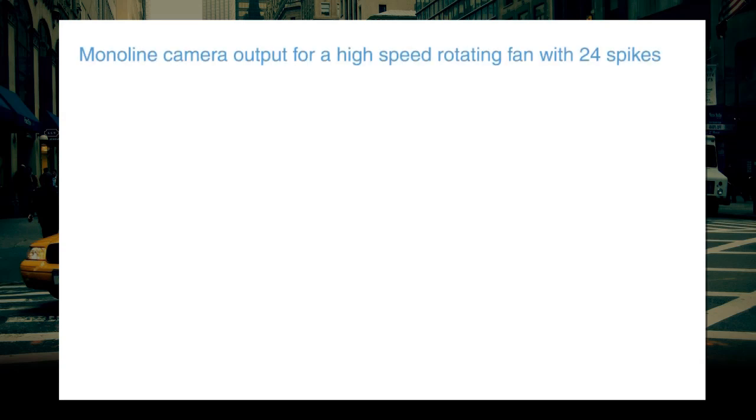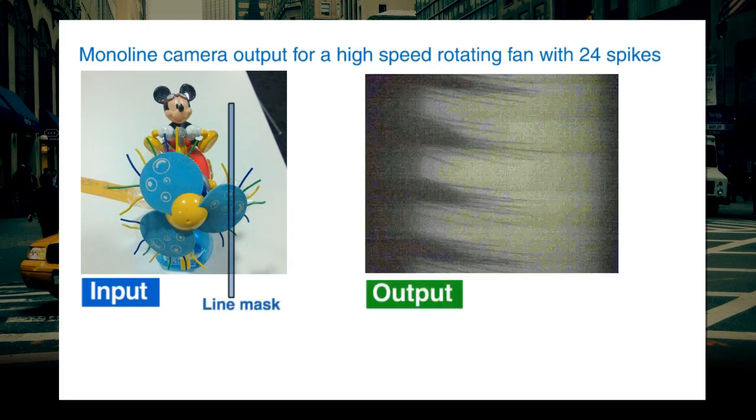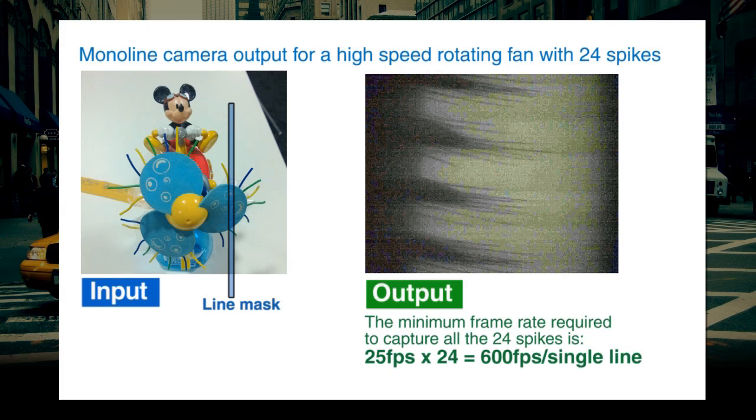We now show monoline camera output for a high-speed rotating fan with 24 spikes. Here, we introduce 24 Bayer spikes to the fan. To capture all the 24 spikes while the fan is rotating at high speed, we would need a camera with minimum 600 fps frame rate. We show that our monoline camera is able to capture all the 24 spikes of this fan.